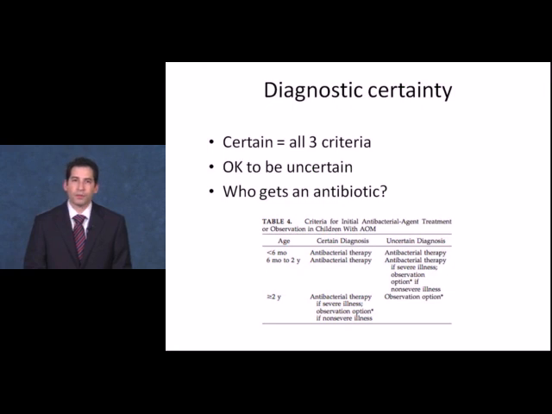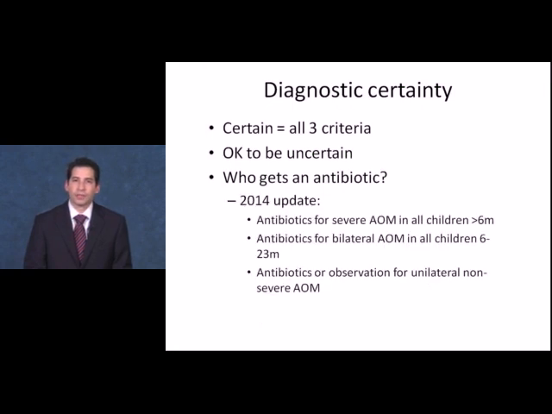New guidelines were released in 2014, which assessed new data since the 2004 paper. The key difference here is that the idea of diagnostic uncertainty remains, however, the laterality of the infection becomes more important. So again, in all children with severe acute otitis media, greater than 6 months of age, antibiotics are offered. But for children who do not have severe acute otitis media, when it is bilateral, it's recommended that antibiotic treatment be utilized. If the infection is unilateral and non-severe, then the option of observation versus antibiotic treatment may be given to the patient.